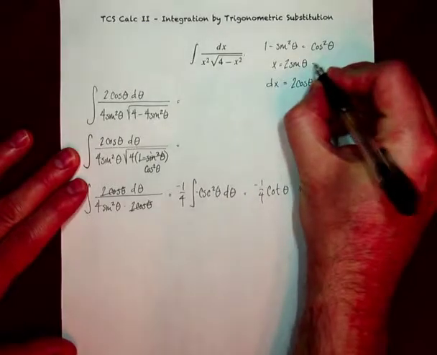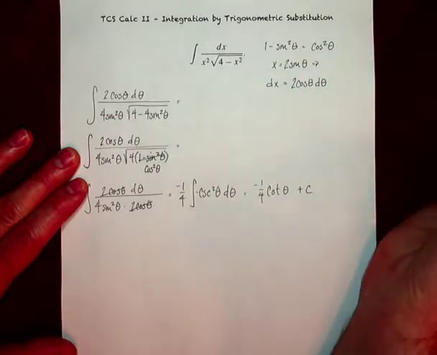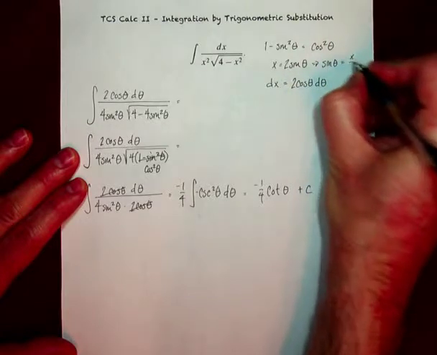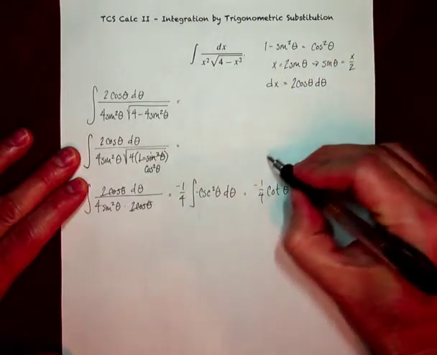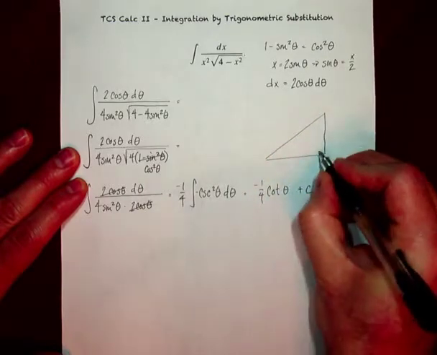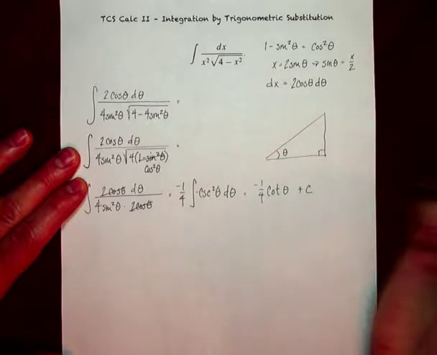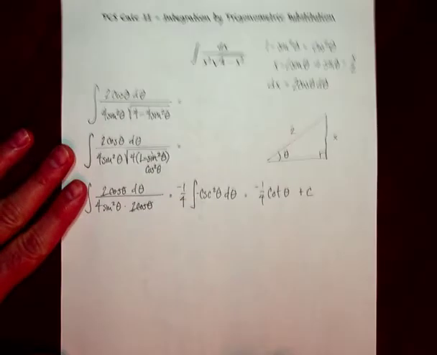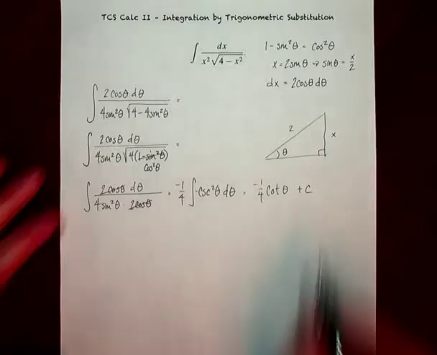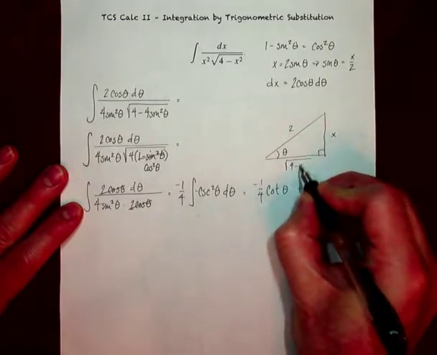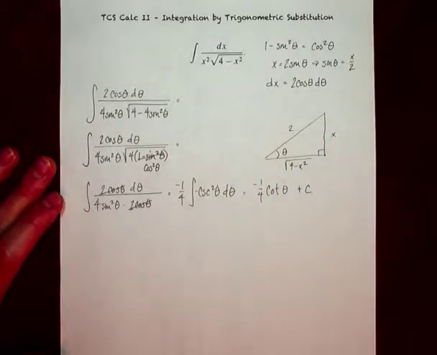Well, remember that x is equal to 2 sine theta implies sine theta is equal to x over 2. Well, if sine theta is equal to that ratio, then we just need a little right triangle trig, and that tells me that the opposite over the hypotenuse of that particular angle theta is x over 2, leaving this side to be square root of 4 minus x squared.